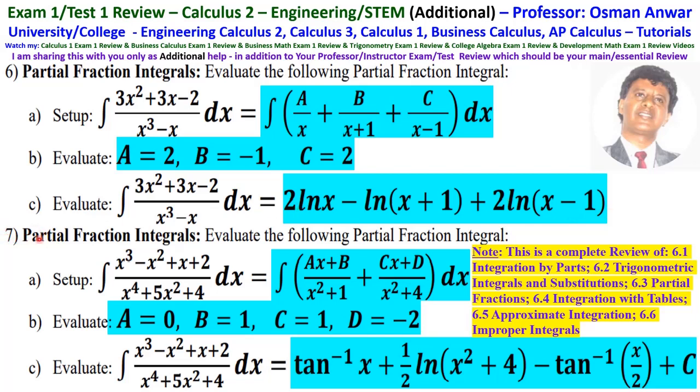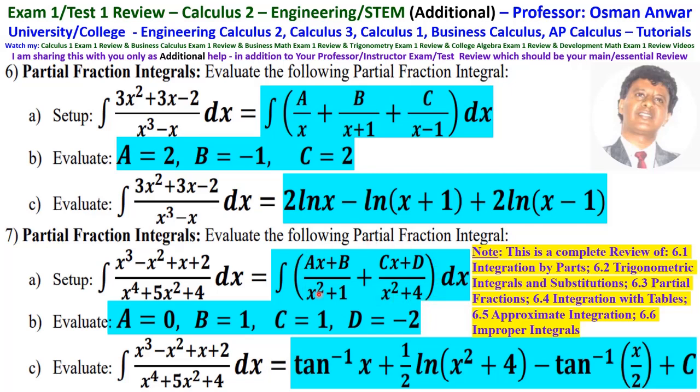Number 7 is partial fraction integrals. Integration of x cubed minus x squared plus x plus 2 over x to the 4 plus 5x squared plus 4. And we're going to factor the denominator into x squared plus 1 times x squared plus 4. And both factors in the denominator are irreducible quadratics. That means the partial fraction is going to be Ax plus B over x squared plus 1 plus Cx plus D over x squared plus 4.